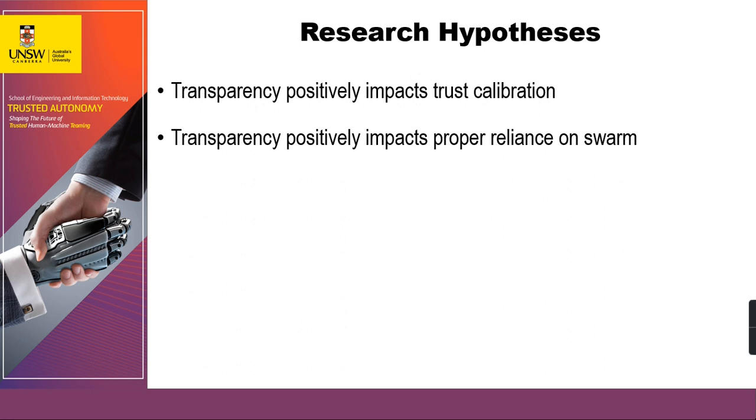We formulated two research hypotheses. The first hypothesis is that transparency positively impacts trust calibration. That is, it improves the matching between trust and the actual capability of the swarm. The second hypothesis is that transparency also leads to proper reliance rather than undesirable over-reliance on the swarm. This means that trust that is based on increased transparency has distinct implications on human behaviors.